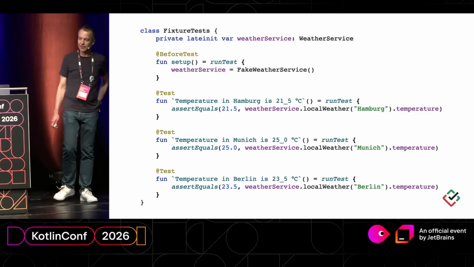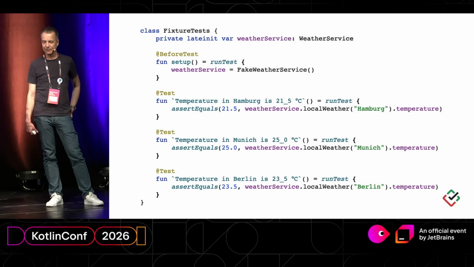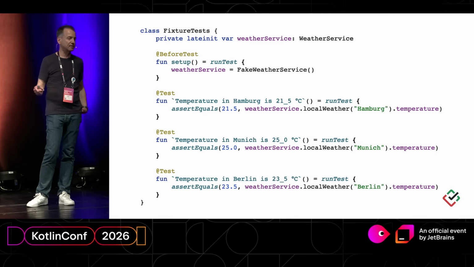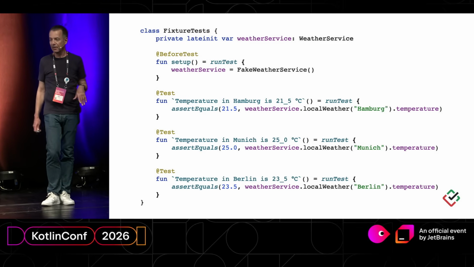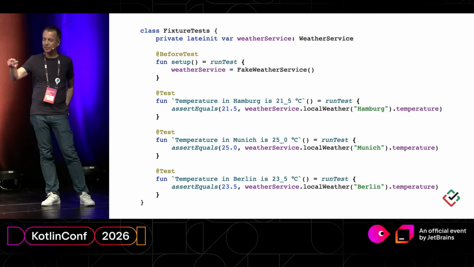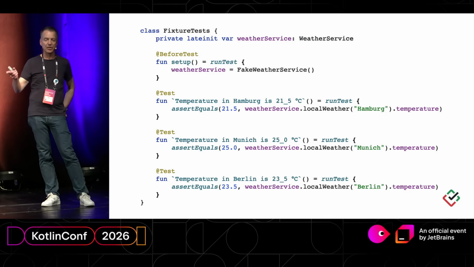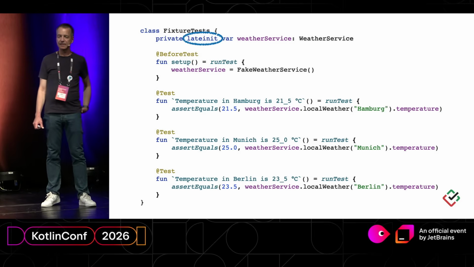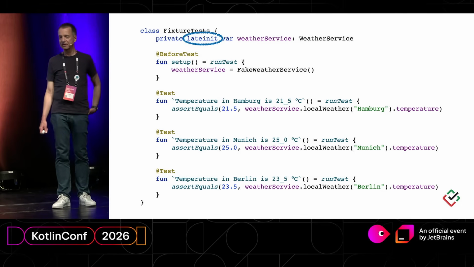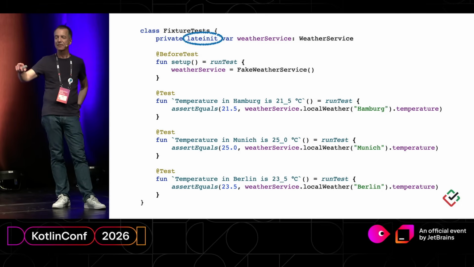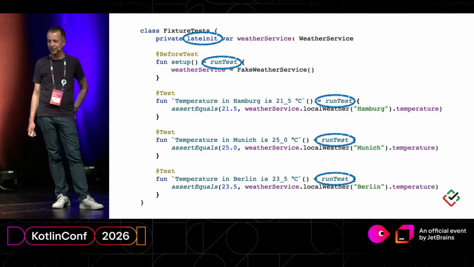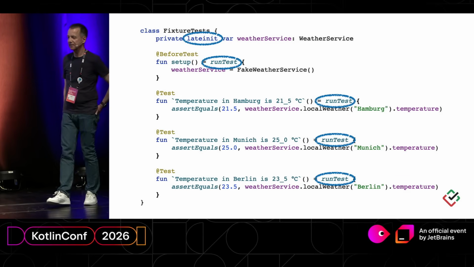In JUnit, a fixture test would look like this. As you can see, we have a weather service. This weather service is modern Kotlin, coroutines based, and we use API calls on that service to find out temperatures and then compare them with expectations. As we use coroutines, we need to use lateinit for the property we use for the fixture because we can't run coroutines there. We also need to use runTest everywhere to have coroutines inside our tests.